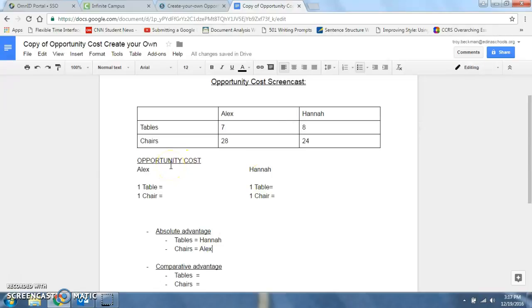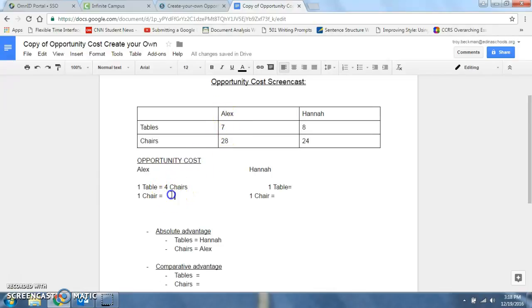The opportunity cost is what you need to calculate next. Alex is right here on the left. For every 1 table that he makes, so he can make 7, it would make sense for him to make 4 chairs. Why can he make 4 and not 1/4? Because he can make 28 chairs at the same time he can make 7 tables. So per every table he makes, he can make 4 chairs.